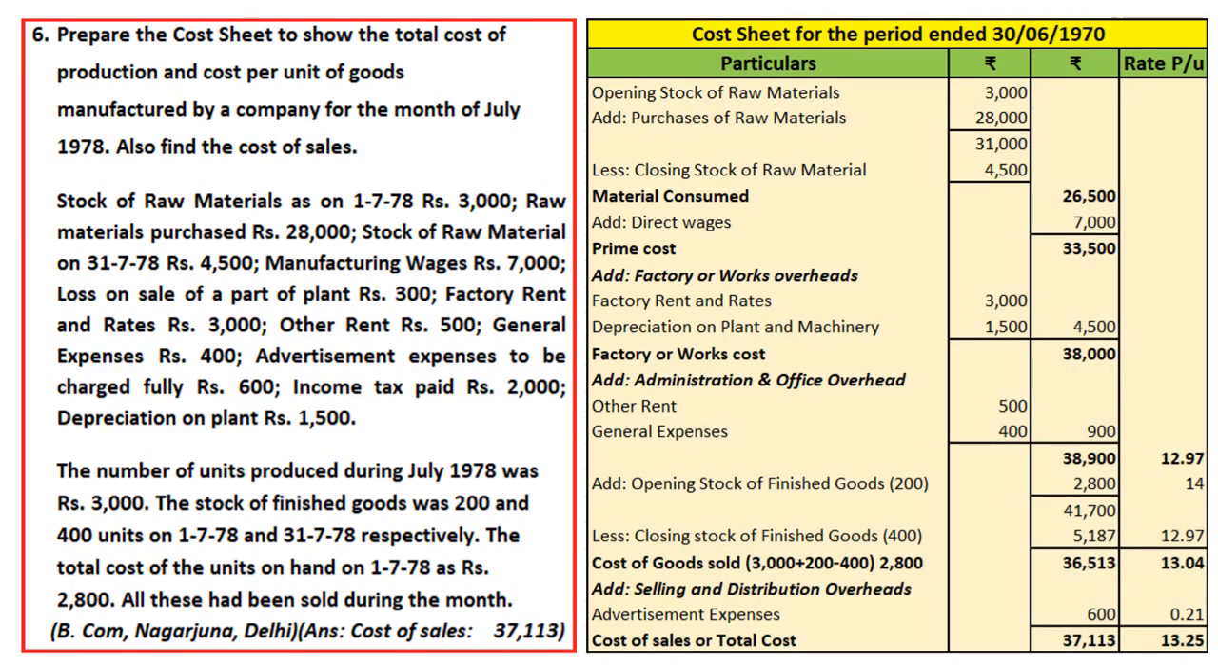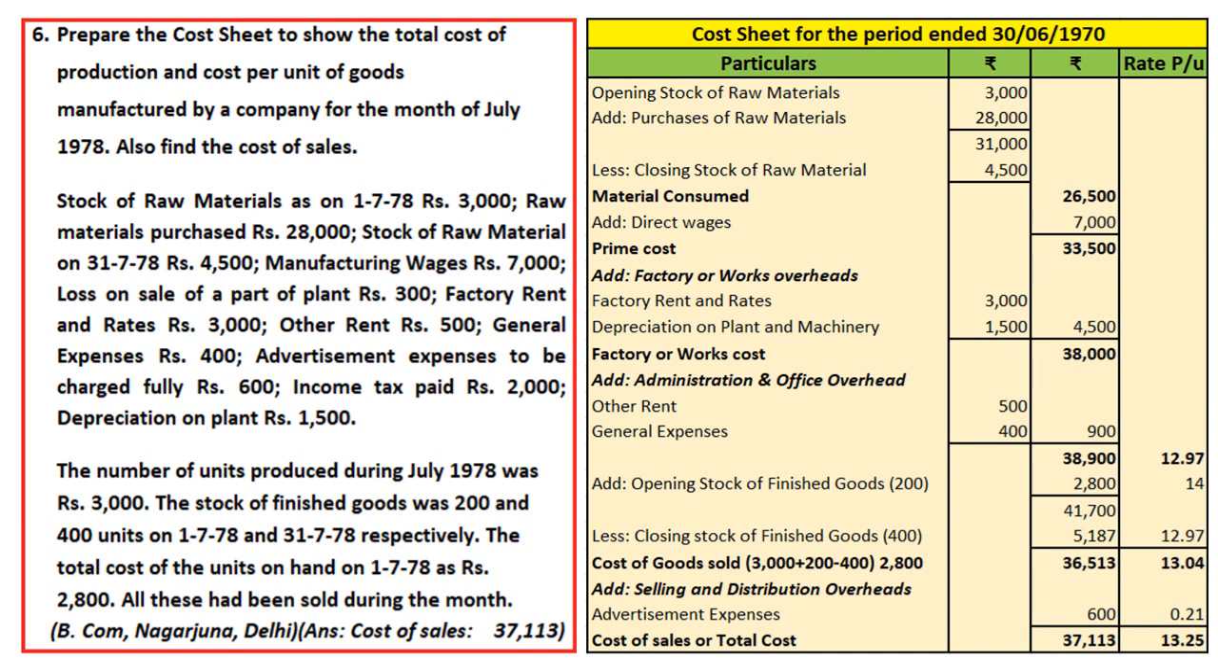Understand? So same way, opening stock plus purchases minus closing stock of raw material consumed, plus direct expenses, that is direct wages, we got prime cost. Factory overheads, two items we have, factory rent and rates, depreciation on plant and machinery. Factory cost we got. Administration overhead we have given, other rent and general expenses 900, we got cost of production, that is 38,900. How many units we have produced? 3000. 38,900 divided by 3000 will get 12.97.